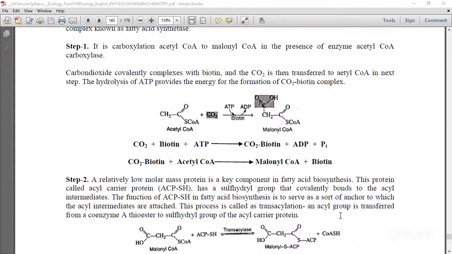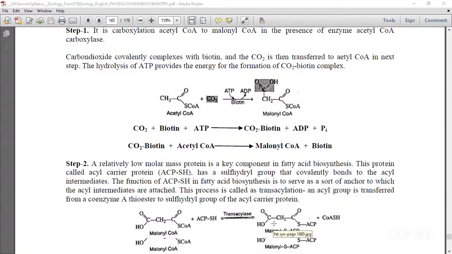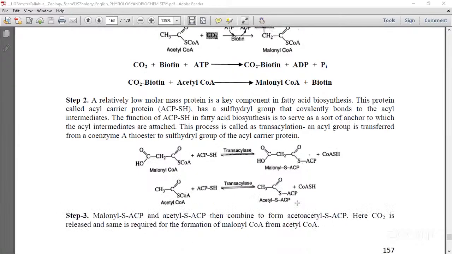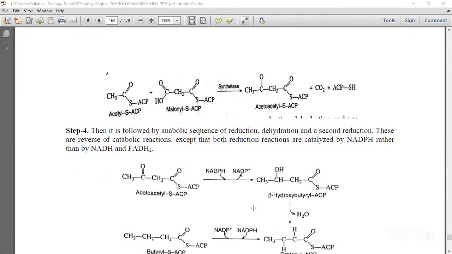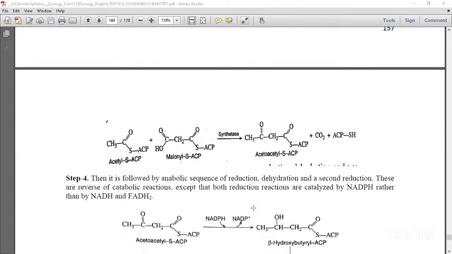Here the acyl group is transferred from the coenzyme A thioester to the sulfhydryl group of the acyl carrier protein. So here the acyl carrier protein formation takes place. Then the formation of acetyl CoA from the malonyl CoA, and the next step is the energy forming reaction. Then it is followed by the anabolic sequence of reduction. Anabolism means the formation of larger molecules from smaller molecules.